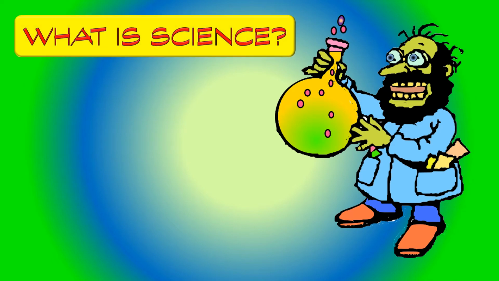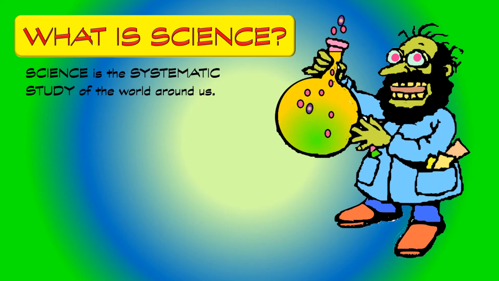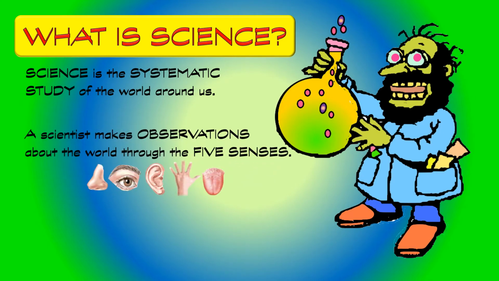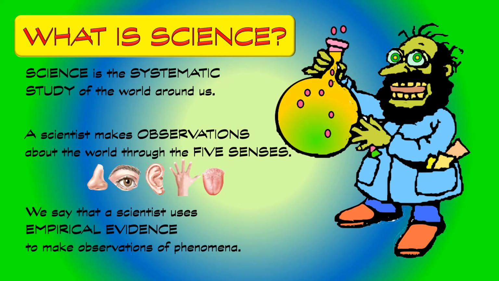What is science? Science is the systematic study of the world around us. The word systematic means to do something in an organized way. A scientist makes observations about the world through the five senses of sight, smell, hearing, touch and taste. We say that information that we gain through our five senses is empirical evidence.